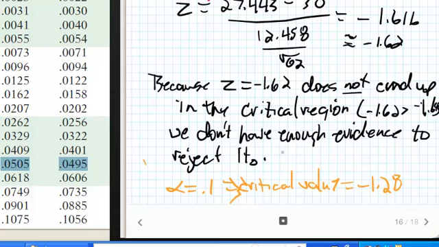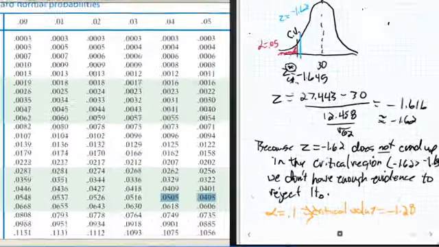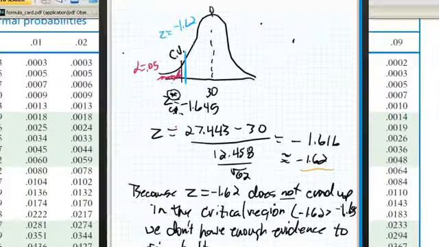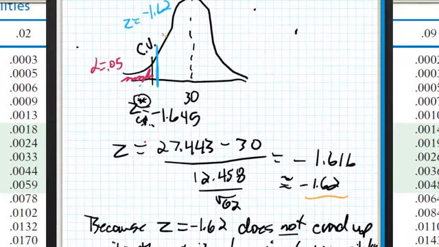Now, think about that. What just happened? Had I picked a weaker alpha level, 0.1, instead of 0.05, then this would have been negative 1.28. That would put me right about here, right? This is negative 1.28. Then my test statistic would have ended up to the left and would have ended up in my new critical region, okay?